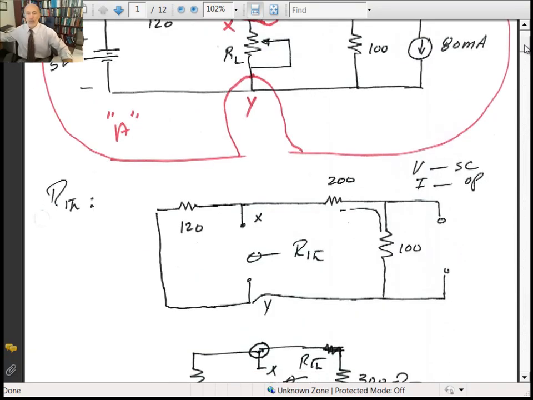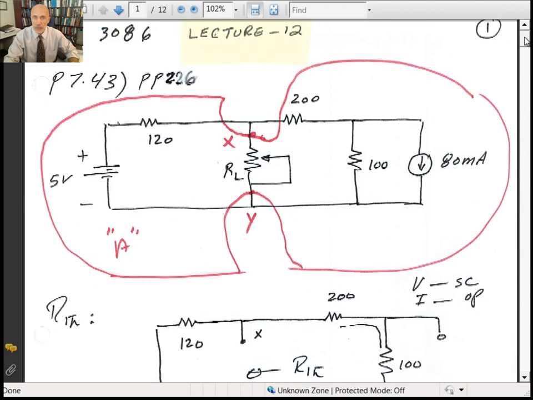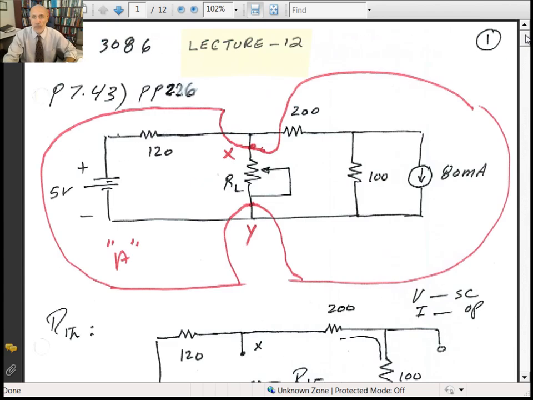All right, I'd like to go over one more problem in Chapter 7 before we start Chapter 8. That's problem 7.43 on page 226. It says determine the maximum possible load power for the circuit shown in Figure 7.58. Here you've got a voltage source, and on this side a current source on the right, and your load is a potentiometer in the middle.